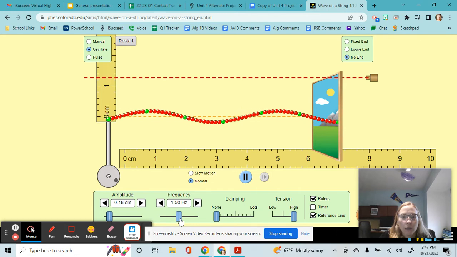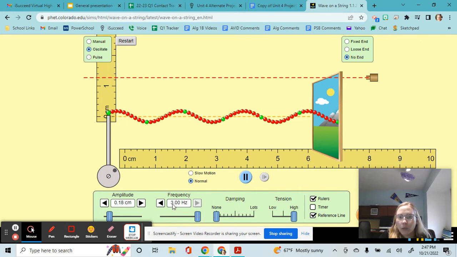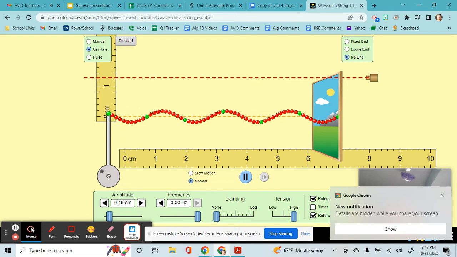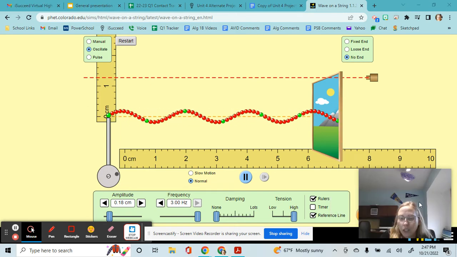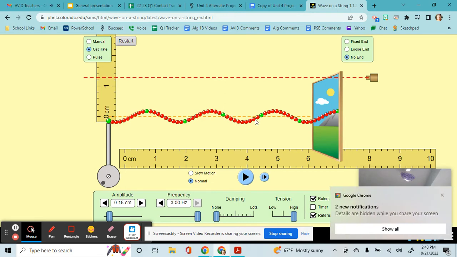Same thing as if we change the frequency. Now all of a sudden we have 3 hertz. So we are doing 3 waves per second is what we're doing essentially. So if you paused it, you can kind of count 1, 2, 3. So 1, 2, 3 right as it's exiting. Or you could do your 1, 2 equilibriums, 3.